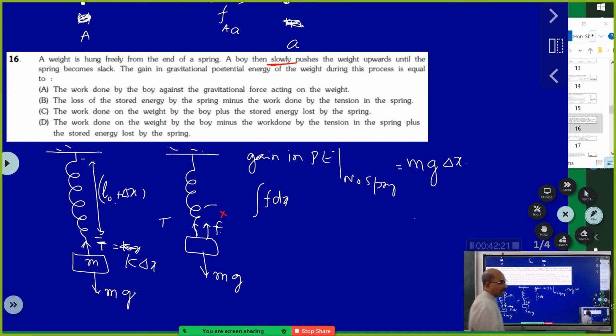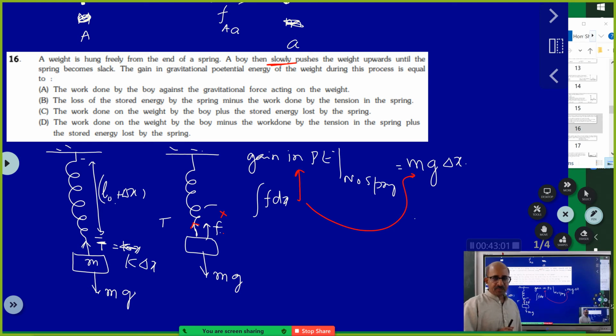And he says slowly, that means he is not allowing the kinetic energy to increase, that means the net force on the body is 0 throughout the journey. You should appreciate it. So here the gain in the potential energy will be F dx, and in the first case this is simply going to be mg into delta x. However, if you take the spring into consideration, the force that he has to apply will be less, because the spring is already giving some force pulling it in the upward direction.